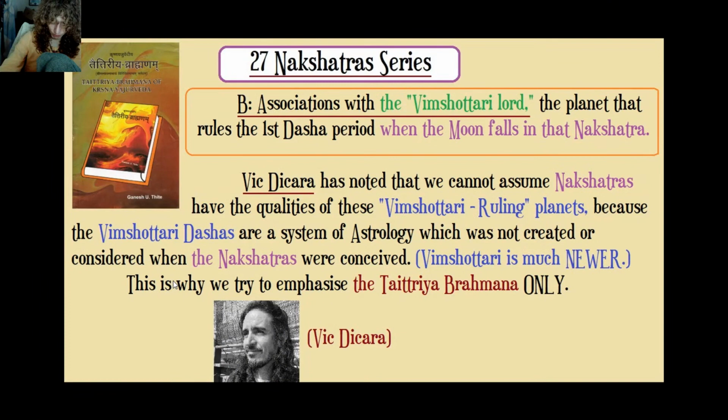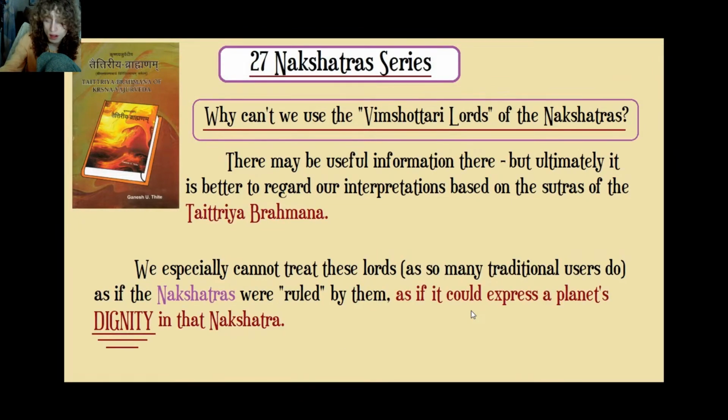And there's reasons why we do emphasize this. Ultimately, we try to emphasize the Taittiriya Brahmana text only as a kind of general rule. But we're going to talk about different sources. We want to consider what's given in the Taittiriya Brahmana as the most essential thread of nakshatra information that we have. So why can't we use these Vimshottari lords? There may be useful information there, but ultimately it's better to regard our interpretations based on the sutras of the Taittiriya Brahmana. And we especially can't treat these lords, as so many traditional users do, as if the nakshatras were ruled by them, as if it could express a planet's dignity.